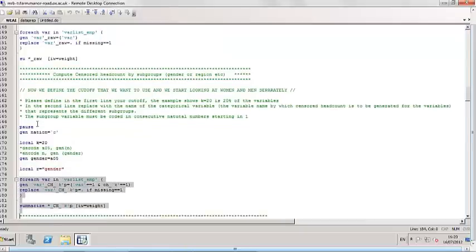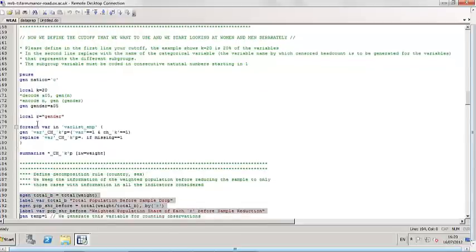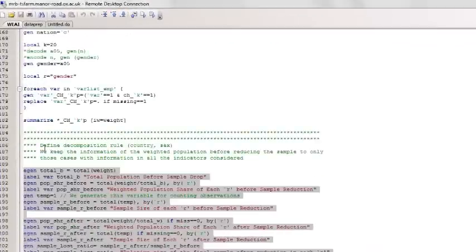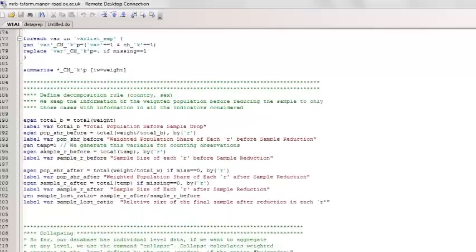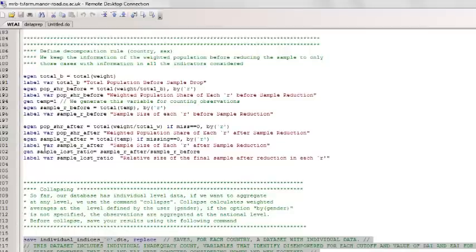In these lines, we compute the censored head counts at country level. In these lines, we maintain a register of the sample drop by gender. Finally, we save our first set of results by country.